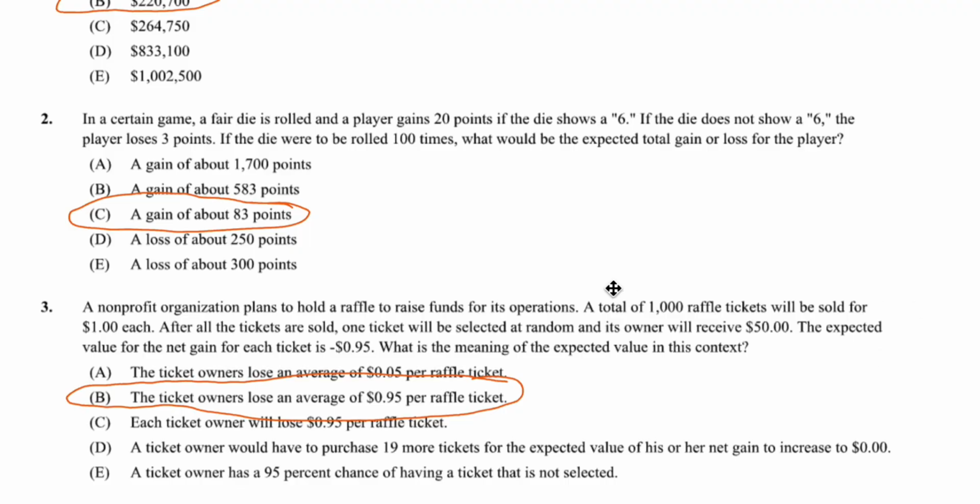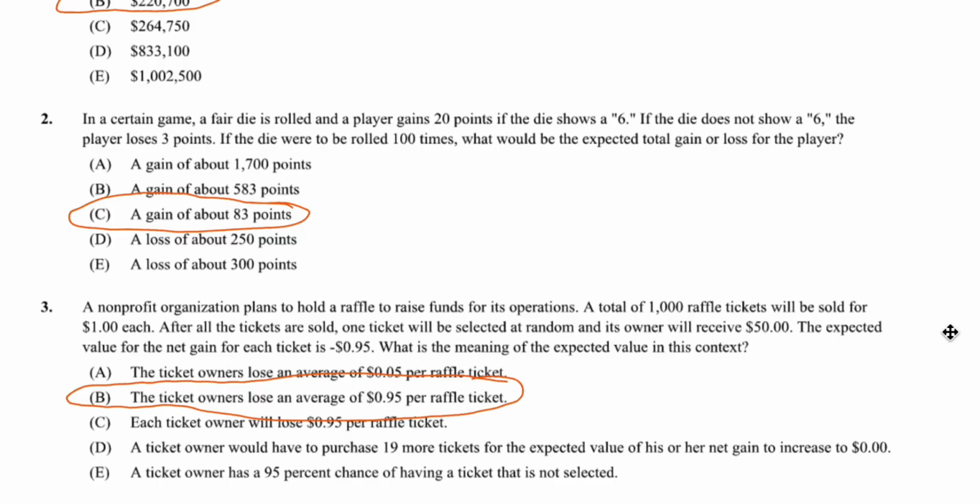A nonprofit organization plans to hold a raffle to raise funds for its operations. A total of 1,000 raffle tickets will be sold for $1 each. After all the tickets are sold, one ticket will be selected at random and its owner will receive $50. The expected value for the net gain for each ticket is negative $0.95. What is the meaning of the expected value in this context?